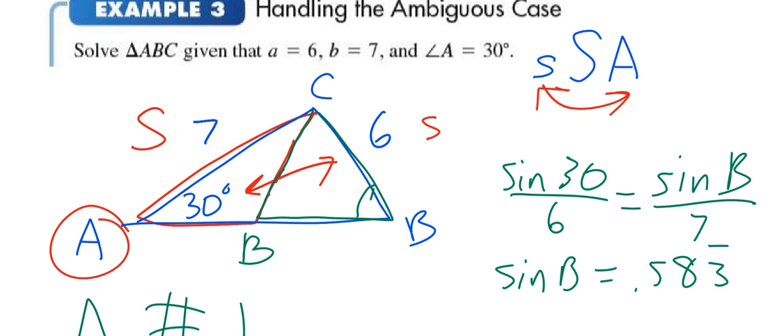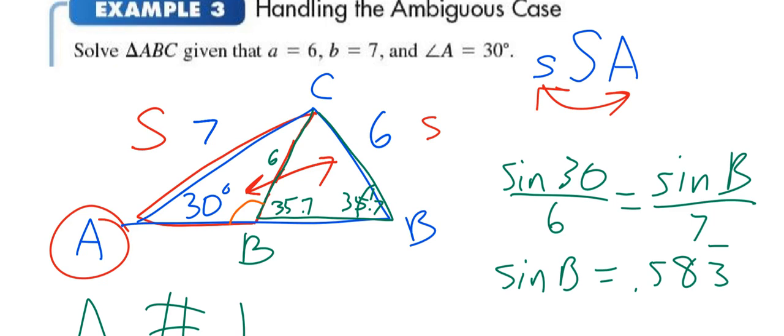So the green triangle is isosceles because this side is 6. What did we learn in geometry about the base angles of an isosceles triangle? They are the same. So if this one is 35.7, then that means this has to be 35.7. So how in the world are we going to find the obtuse possibility for angle B?